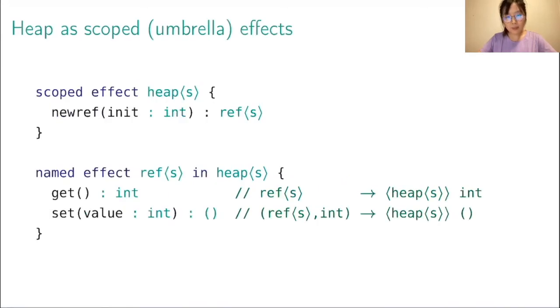But the case for Heap is more complicated, as we would like to prevent escaping of the named effect ref from the scoped effect Heap. To this end, we define Heap as a scoped effect, and at the same time, we define ref as a named effect in Heap. We call that Heap is the umbrella of ref. Note that ref is associated with the scope S from Heap S, which are used to associate the references to a particular heap.